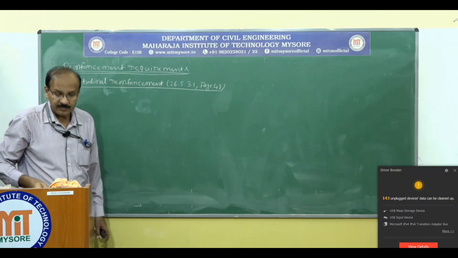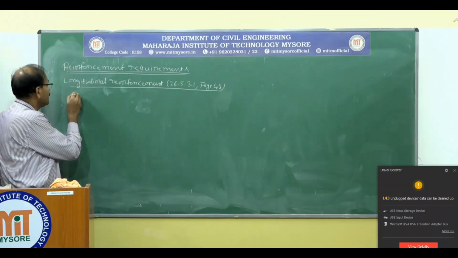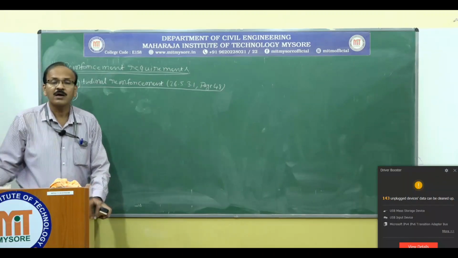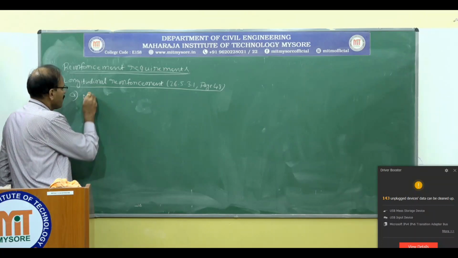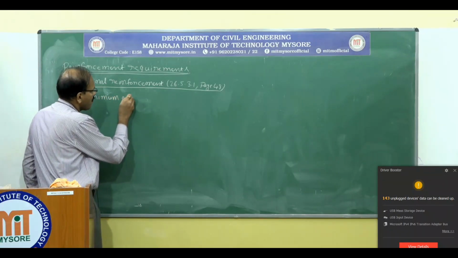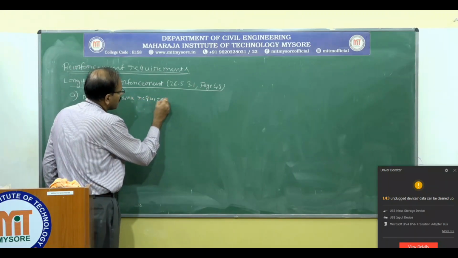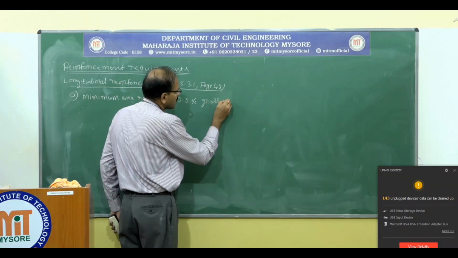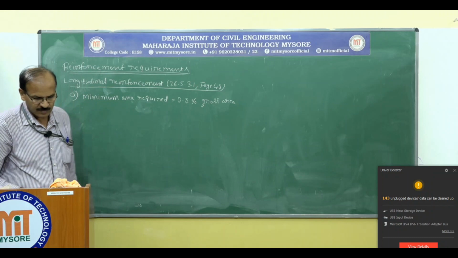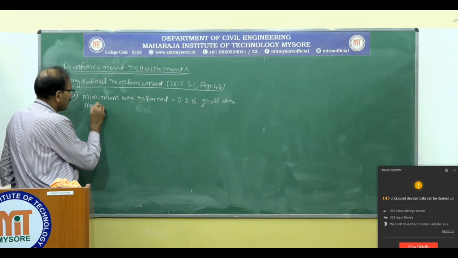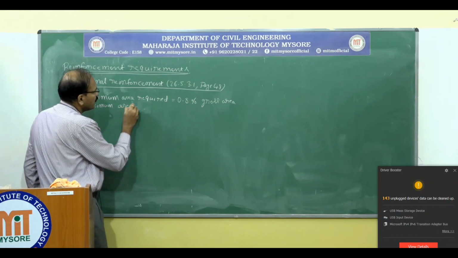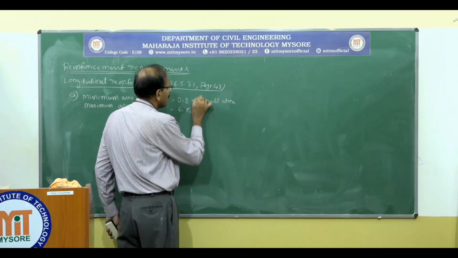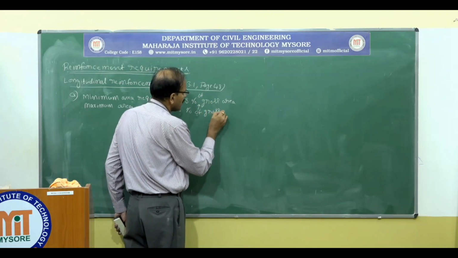So, point number A, please write down point A, minimum area required equal to 0.8% gross area. Maximum area required equal to 6% of gross area.